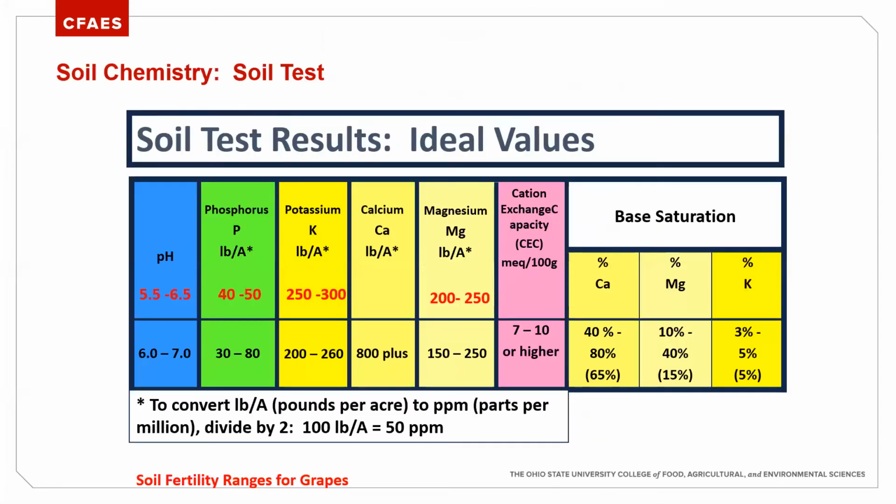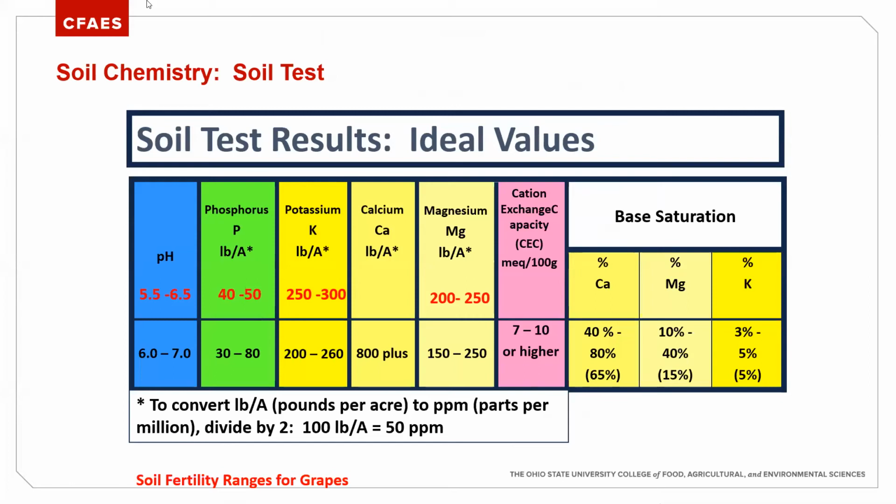Okay, this is what we're looking at. When we get a soil test back, this is basically what we're looking at: pH, phosphorus, potassium, calcium, magnesium. These are the things that are really important with grapes. You can see the values in red. Those are the ones that Andrew gave you. You're also going to see cation exchange capacity and base saturation.